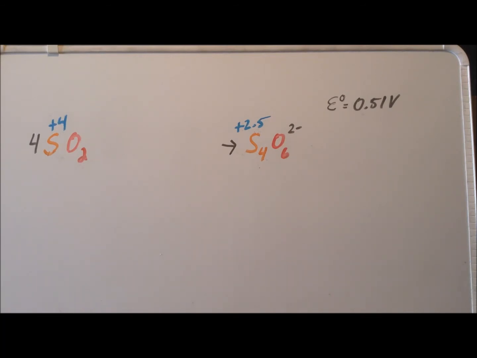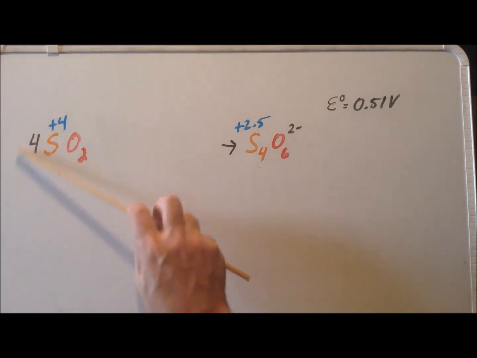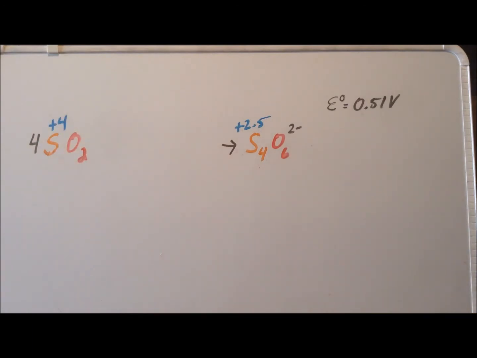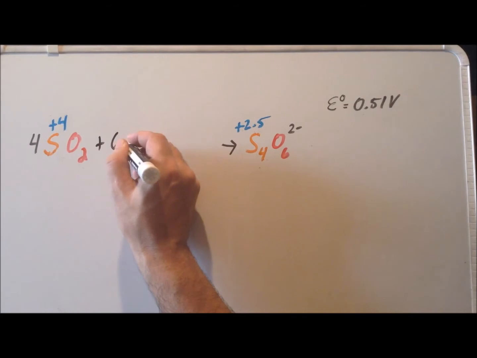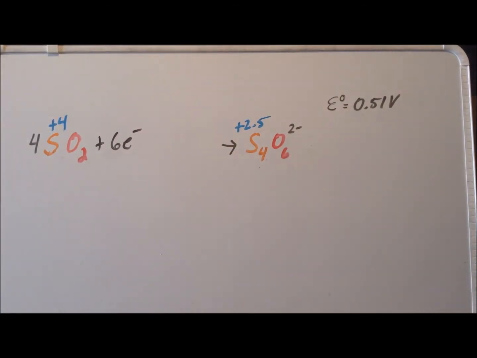Okay, so here we have 4 sulfurs that each have an oxidation number of plus 4, going to 4 that have an oxidation number of 2.5. So 4 4s here accounts for plus 16. Over here we have 4 times 2.5 equals 10. So to go from plus 16 to plus 10, we have to subtract 6. So the way that we do that is we add 6 electrons. So this is a tricky part to see.